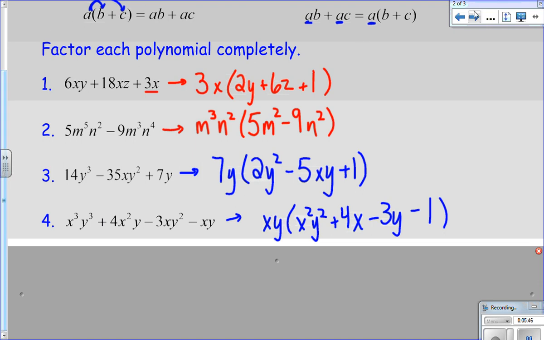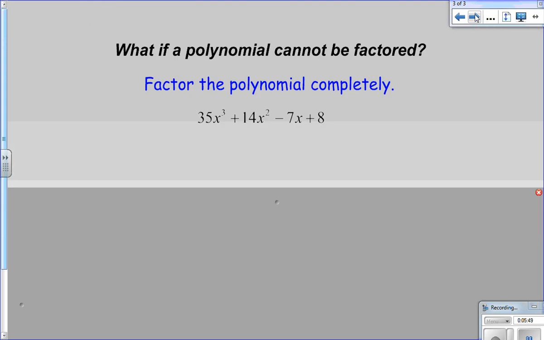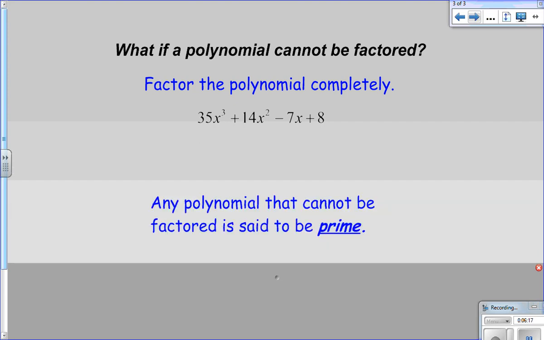Now let's look at one final example. What if a polynomial cannot be factored? Let's look at the polynomial below. 35x to the third plus 14x squared minus 7x plus 8. You'll notice in all 4 of these terms, there is not a single factor that is common to all 4 of them besides 1. And so if there are no common factors and a polynomial cannot be factored at all, we say that the polynomial is prime.